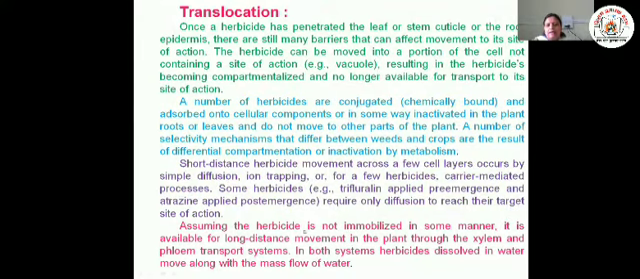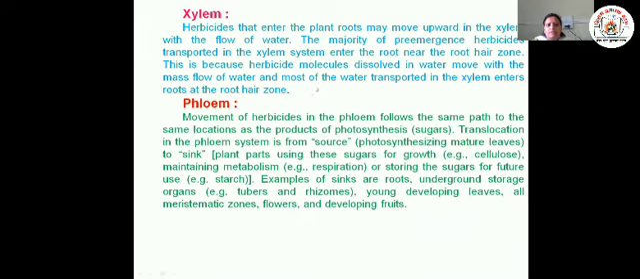Some herbicides require only the diffusion process to reach their target site of action. Assuming that the herbicide is not immobilized in some manner, it is available for long distance movement in the plant through the xylem and the phloem transport system. In both systems, the herbicide dissolves in water and may move along with the mass flow of water. Hence, xylem and phloem also help in the translocation process.